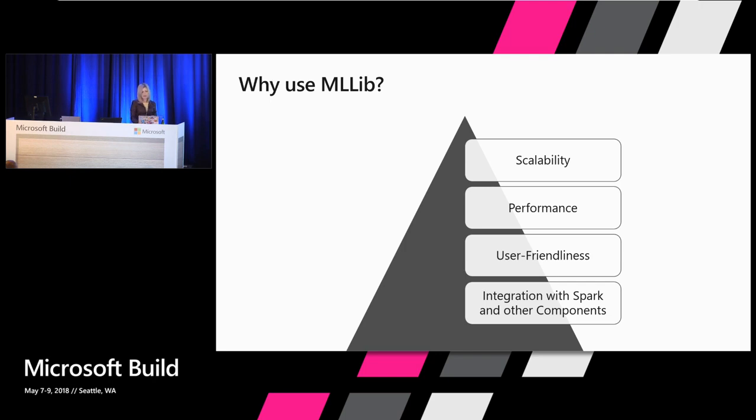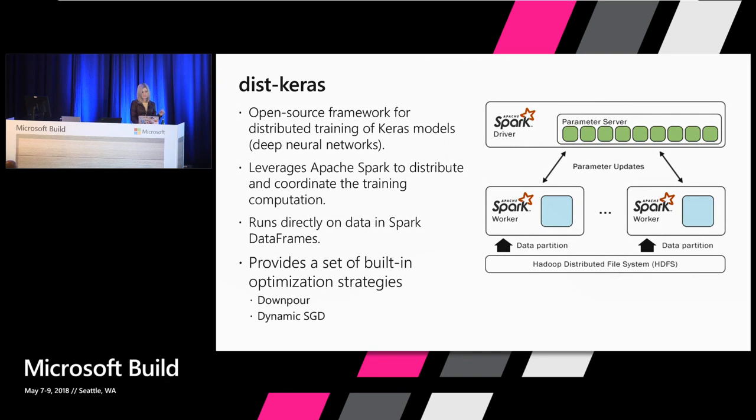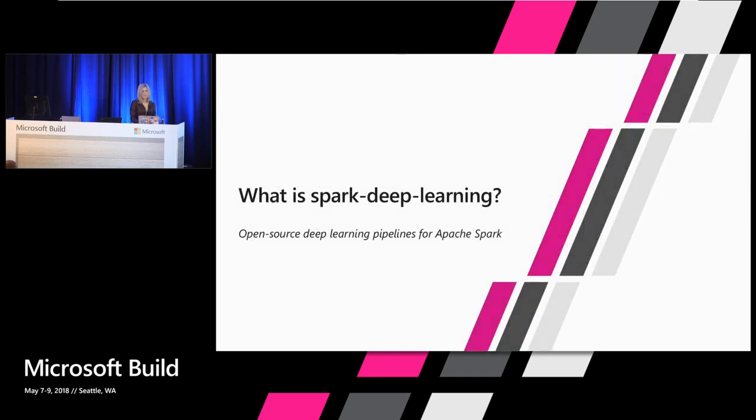So some options that you have for deep learning. There's Dist-Keras, which is an open source framework for distributed training of Keras models. Keras is the friendly developer-facing front end for Theano, CNTK, and TensorFlow. And it also leverages Apache Spark and runs on Spark data frames. So that is an option, and that's available with Databricks kind of out of the box. There's also this thing called Spark Deep Learning. And that's the use case that we're going to see today.